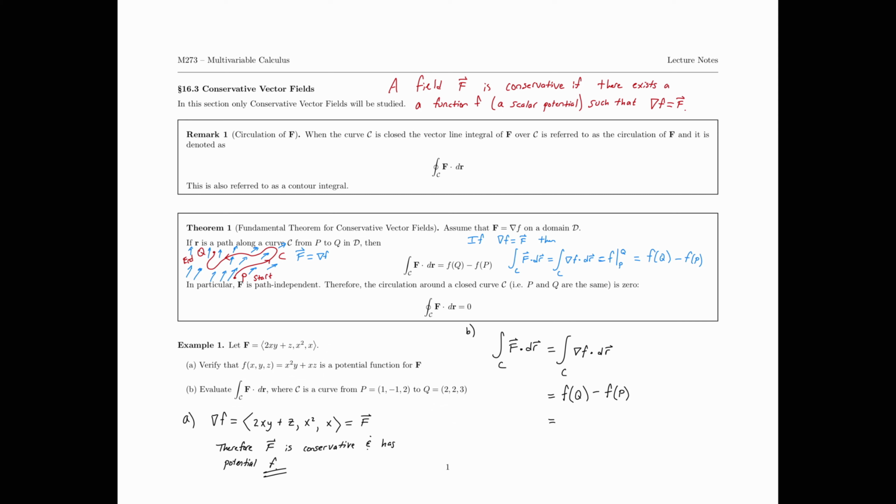So then we can just plug in the values. So f of (2, 2, 3) minus f of (1, -1, 2). We'll go ahead and use our function f, which is just right here. So we should get 8 plus 6 minus (-1 plus 2). So this is 13.